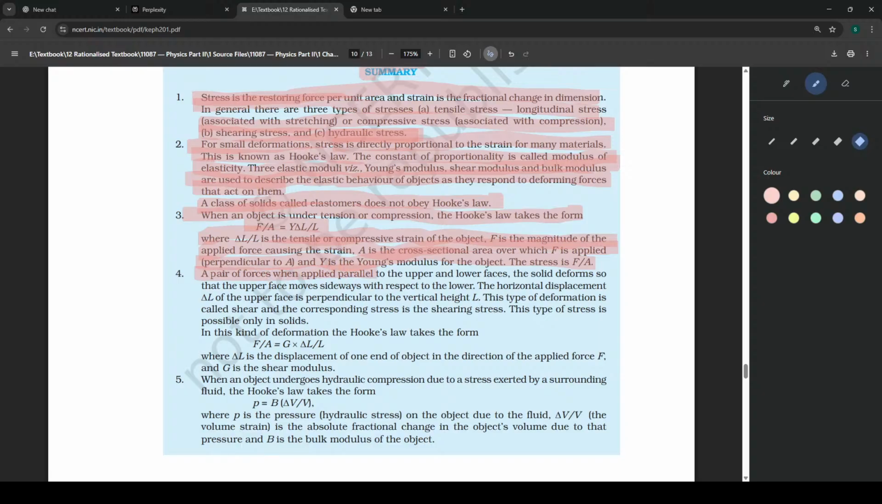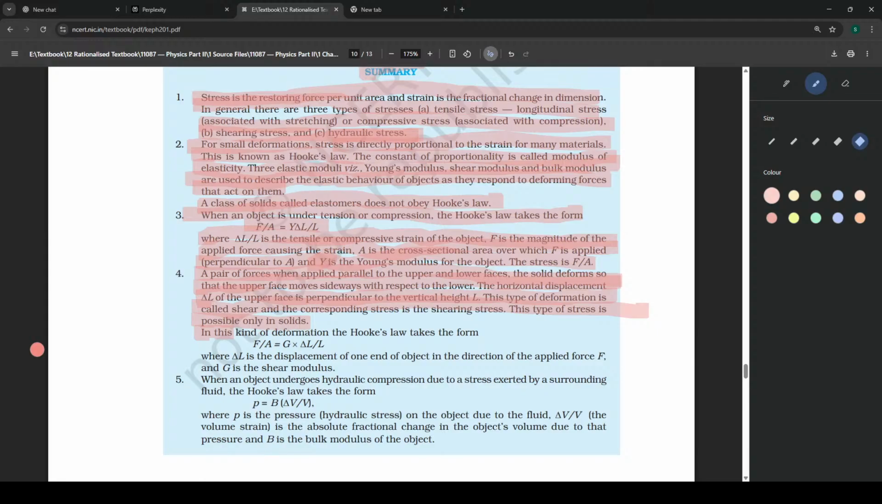When a pair of forces is applied parallel to the upper and lower faces, the solid deforms. The upper face moves sideways with respect to the lower. The horizontal displacement ΔL of the upper face is perpendicular to the vertical height L. This type of deformation is called shear, and the corresponding stress is shearing stress. This type of stress is possible only in solids. Shearing and longitudinal stress are mostly possible in solids, whereas hydraulic stress can be seen in gases, liquids, and solids.